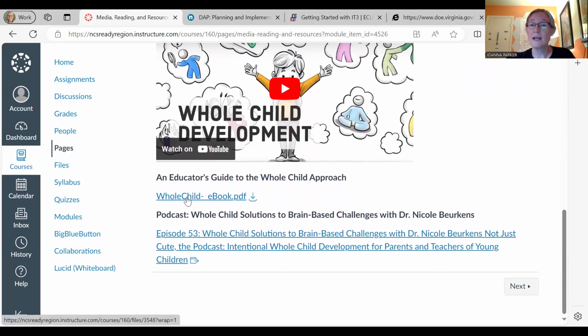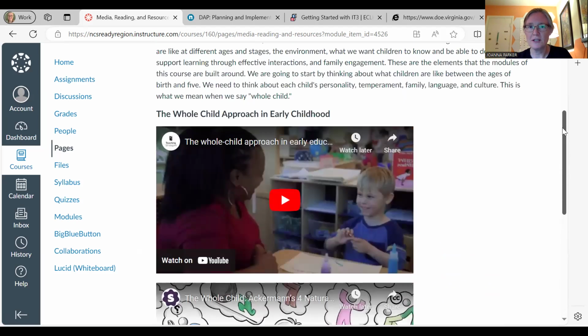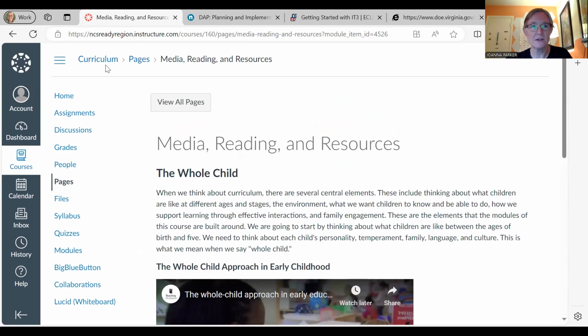I do have a booklet here, which actually is published by Teaching Strategies, the publishers of Creative Curriculum. So it is a little bit talking about their curriculum, but at the end of the day, Creative Curriculum is really just developmentally appropriate practice and this applies to many different curricular models. But that provides you some good information about what we mean when we talk about the whole child. And then there also is a podcast for you to listen to. So lots of different information and resources for you here.